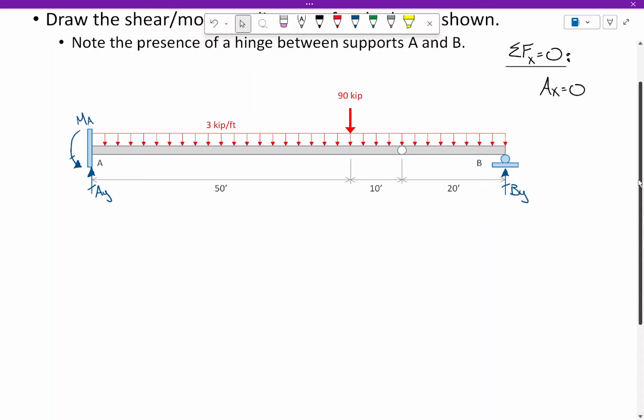Now, if I sum forces in the y direction, all it's going to tell me is that AY plus BY equals whatever I have going down. And if I sum moments at A, I'm going to have this generating moment, I'm going to have that generating moment, so I'm not going to isolate any of my reactions. I propose that whenever you see a hinge, you should think about breaking out the samurai sword or lightsaber, which is what I'm going to do.